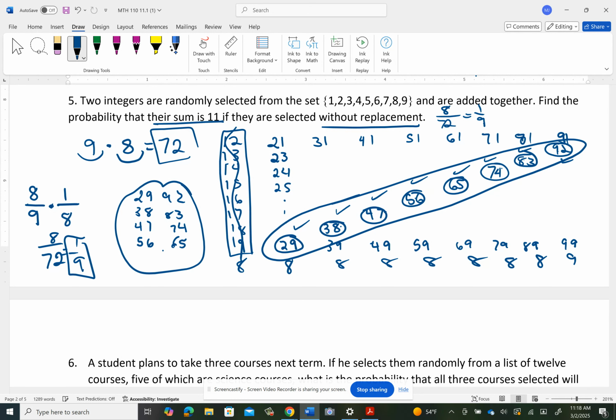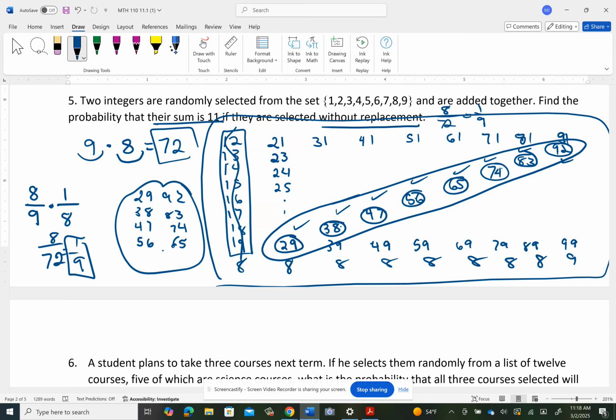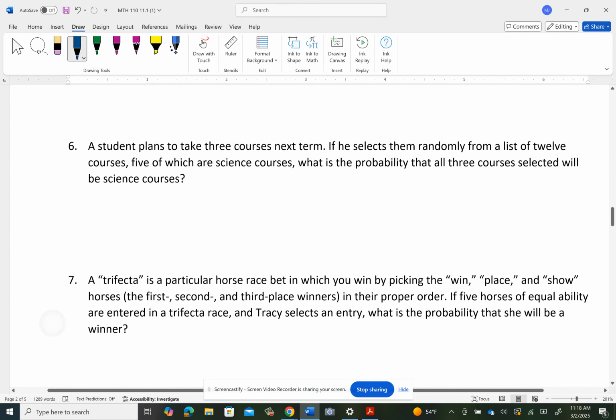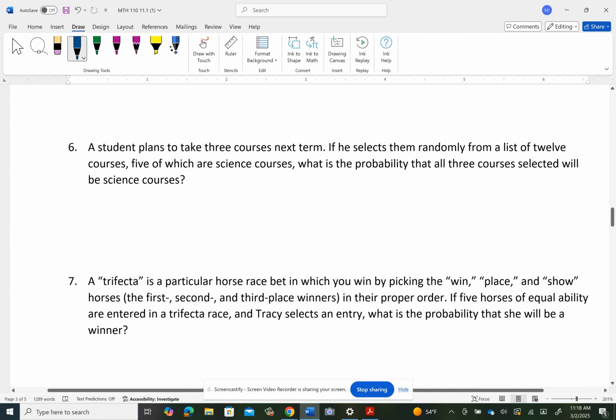Okay? And by having all the outcomes kind of pictured like that, that helps me be able to answer the question and feel confident about my answer. Okay? All right, let's try another one. On this one, we got a student who's going to take 3 courses, randomly selecting them from a list of 12. 5 of them are science classes, and the question is, what's the likelihood that all of them will be science classes?